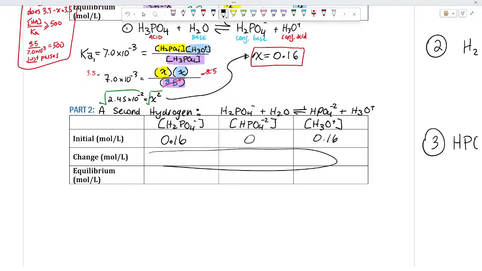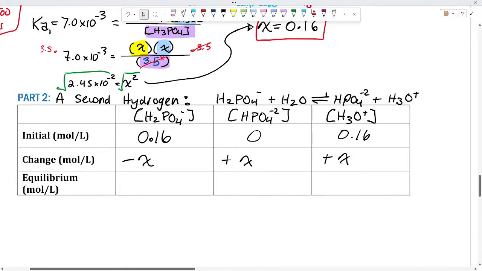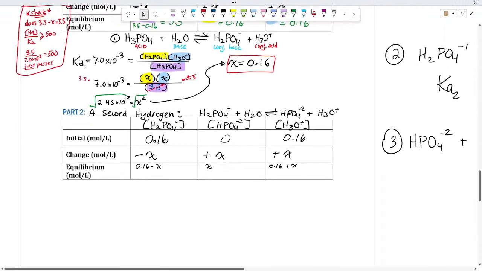Now let's do the thing we always do. Which of these is going down, which is going up? This will go down, this will go up, this will go up. And because it's a nice, easy 1-to-1 to 1-to-1 reaction, they'll all just go by X. Good. Now, that means that we can write what these will look like at equilibrium. At equilibrium, what will H2PO4's concentration be? 0.16 minus X. What will HPO4 2 minus's concentration be? And what will H3O pluses be? 0.16 plus X.